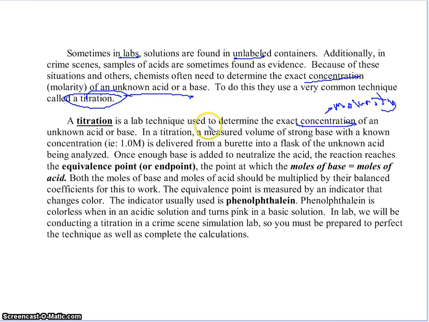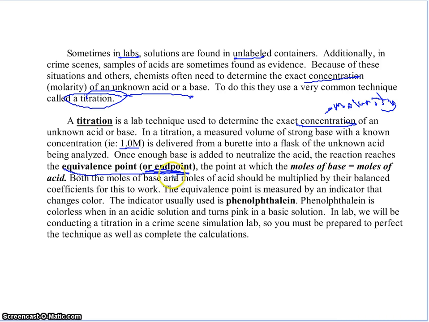In a titration, a measured volume of strong base with a known concentration, so 1 molarity for example, is delivered from a burette into a flask of the unknown acid being analyzed. Once enough base is added to neutralize the acid, the reaction reaches the equivalence point or endpoint. And that point at which the moles of base equals moles of acid.